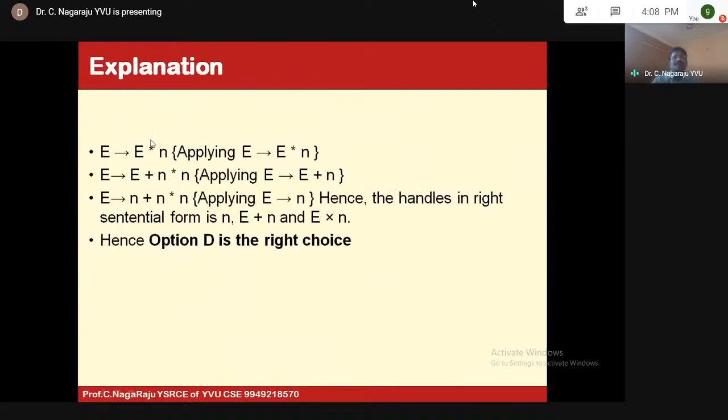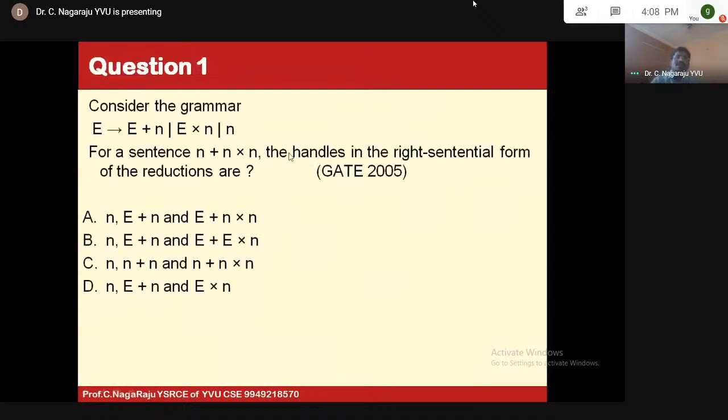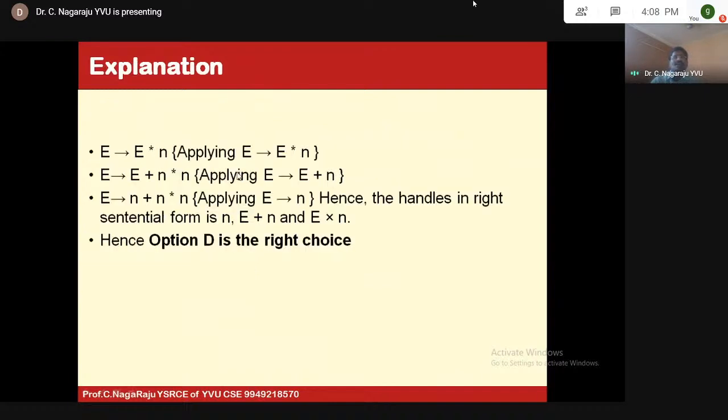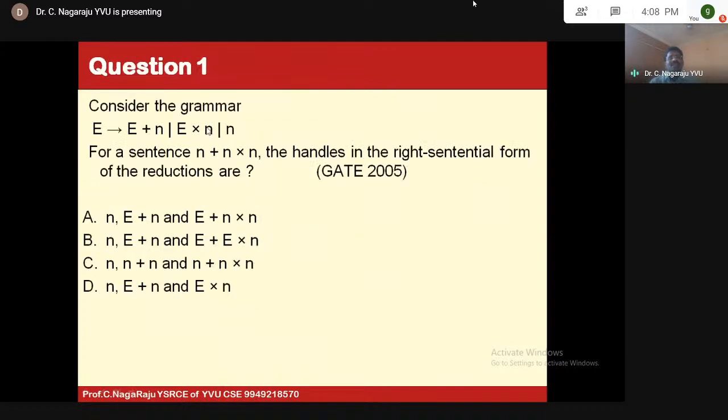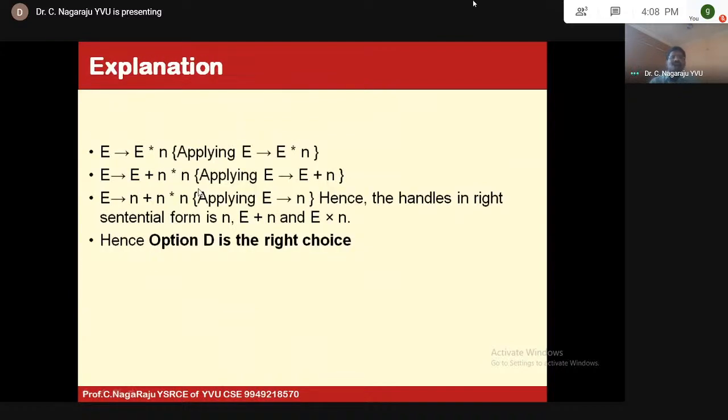For example, see the explanation. E can have the form E star N. That means first we are considering this production. Either you can consider this production or the other, but since we evaluate from the right, suppose you take N into N. That is E star N, so we take E tends to E star N. Applying E star N means the second production is taken first.